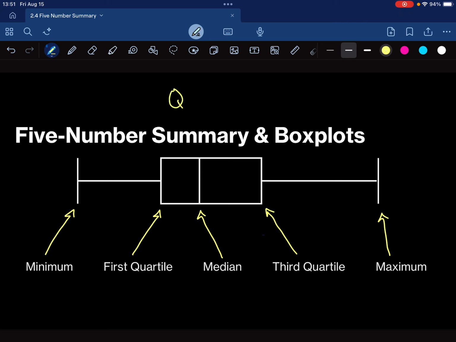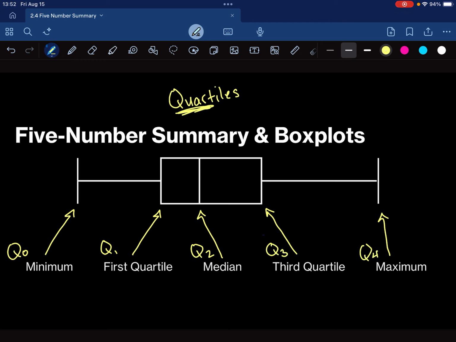Notice I'm using the word quartiles here. The quartiles are just designed to split the data into quarters. So we'll actually use Q0 to represent the minimum, Q1 to represent the first quartile, Q2 to represent the median, Q3 to represent the third quartile, and Q4 is the maximum.